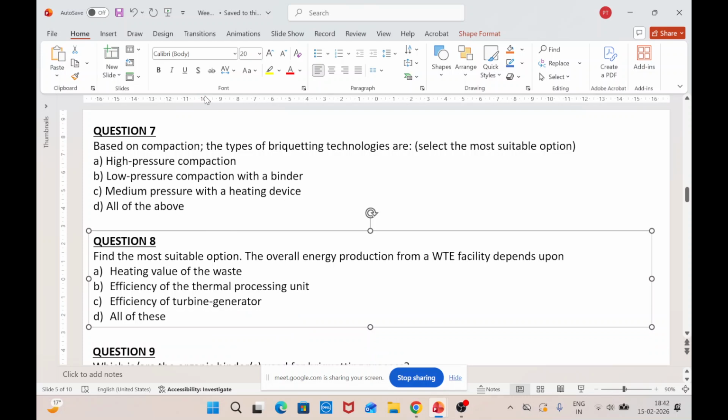Question 7 is a straightforward question. Based on the compaction, the types of briquetting technologies are: high pressure compaction, low pressure compaction with a binder, medium pressure with a heating device, or all of these. Based on compaction, the types of briquetting techniques are... We discussed this just now.